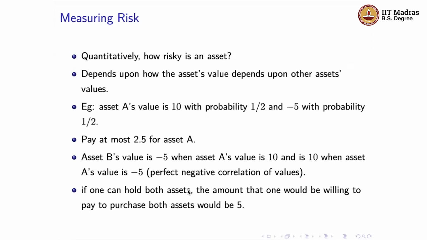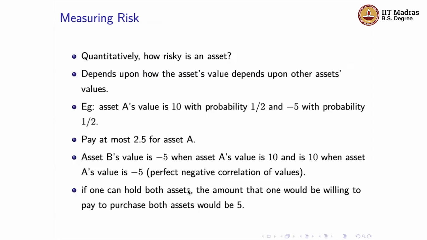And this is something that we are going to think about in the future as well. But the reason is because the asset's value actually now starts depending on the other assets' values as well, right? So let's think of an example. Suppose that initially you had asset A whose value was 10 with probability half and minus 5 with probability half. Then in that case, if you were a risk-averse person and you had to decide just to buy asset A, then you are not going to be paying more than 2.5 for an asset A, right?